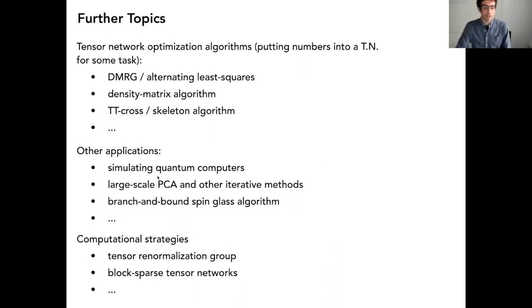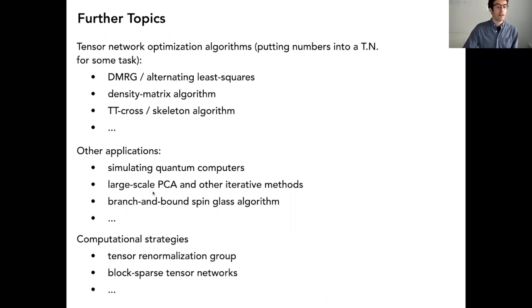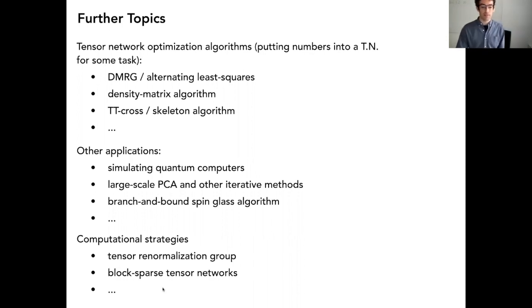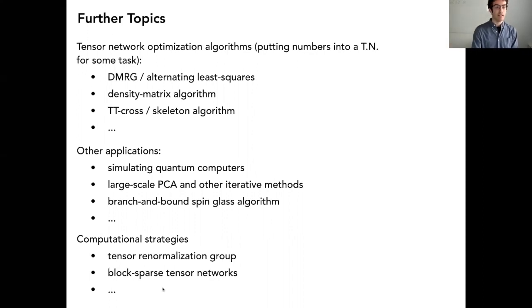Many other applications like simulating large quantum computers efficiently, large-scale PCA, branch and bound strategies to figure out low-energy configurations of spin glasses. Then there are all these interesting computational strategies to actually contract the networks, like tensor renormalization group. It's a local decimation and compression strategy. There are these ideas of using block sparse tensors, which we use very heavily in physics, and they have to do with symmetries that flow along the lines inside of a tensor network. That gets into that contravariant covariant structure and gauge transformations topic, which is a whole thing.